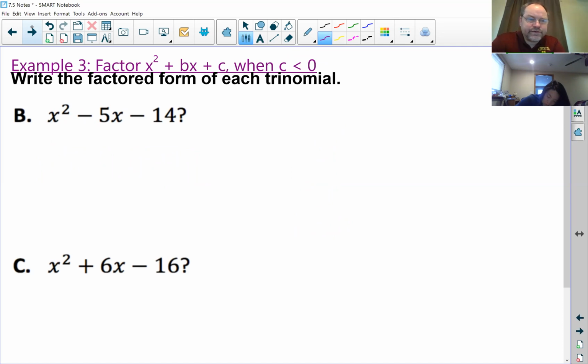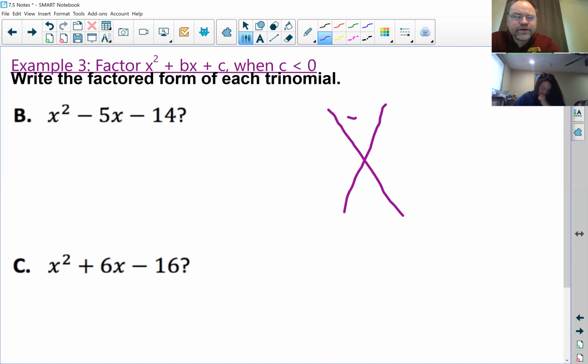All right, a couple more examples. Multiply to -14, add to -5. Again, feel free to share in the chat or shout out what you think.